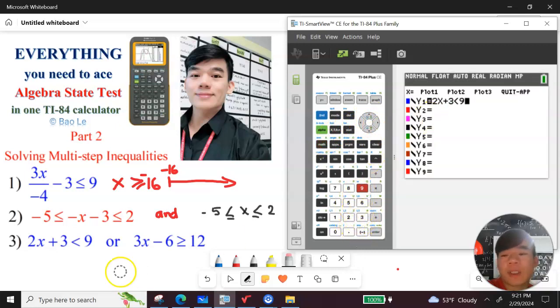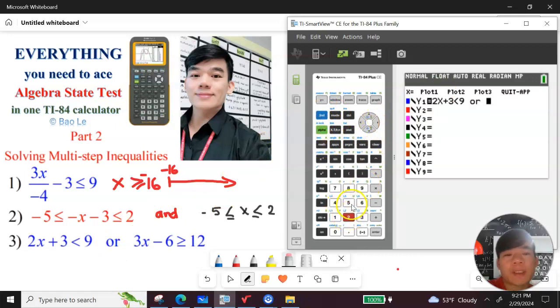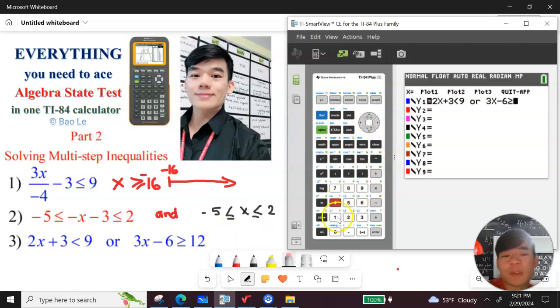Now this is an "and" compound inequality, right? So I hit second math again. I need to go to logic right here, and I hit number 1, and, and then I type 3x minus 6. Now greater than or equal to. So I hit second math again. Greater than or equal to, which means number 4 right here. So number 4, greater than or equal to 12.